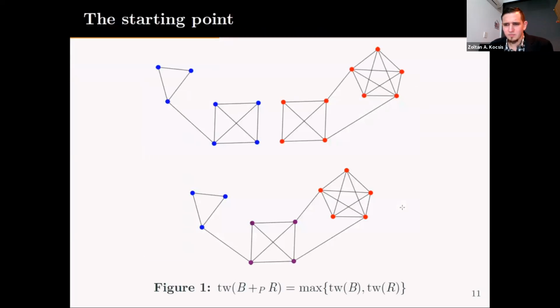So I'm not going to give you a formal definition of Treewidth, simply because it would take too long. It's not difficult, it just takes long. But I will tell you one important fact which served as the starting point of our work. You see, gluing graphs together along a common subgraph doesn't change Treewidth. It cannot increase it. Particularly, the Treewidth of the glued graph below is the maximum of the Treewidth of the blue graph and the Treewidth of the red graph above.